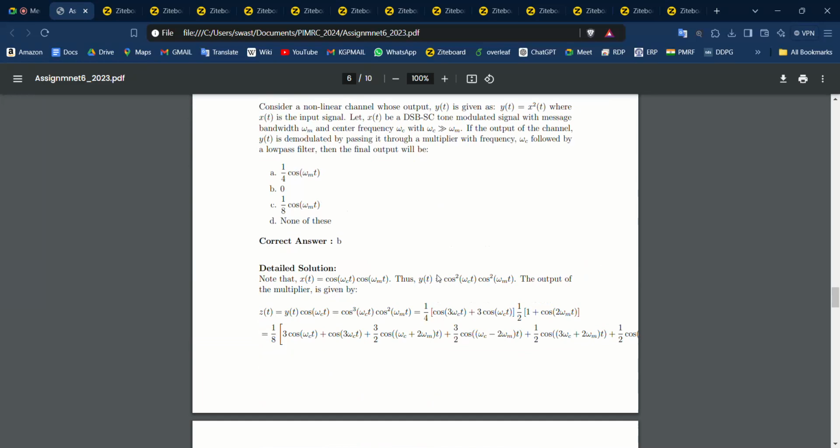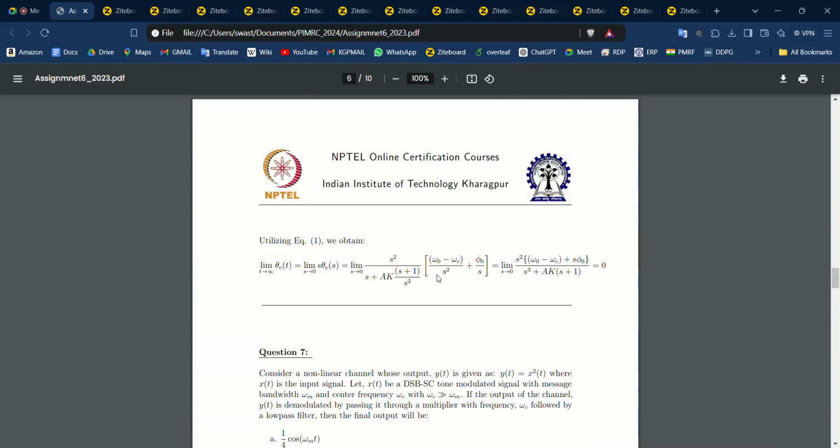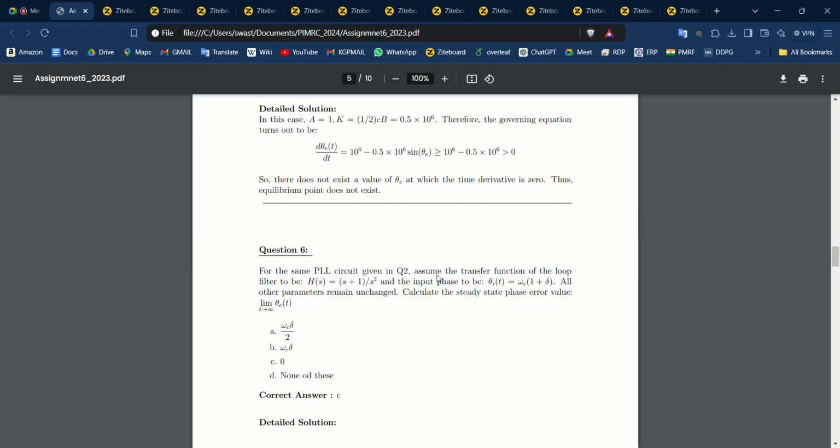Six. For the same circuit, assume the transfer function of the loop filter.